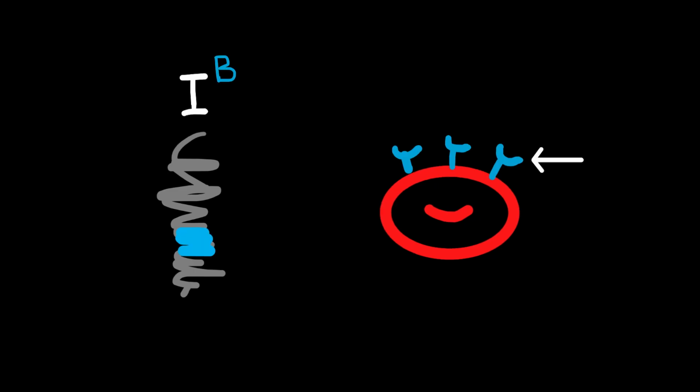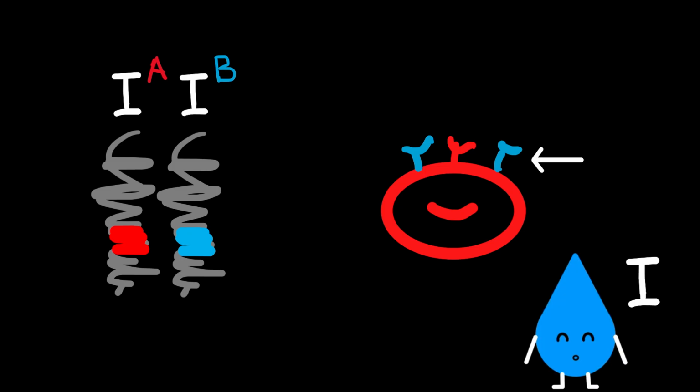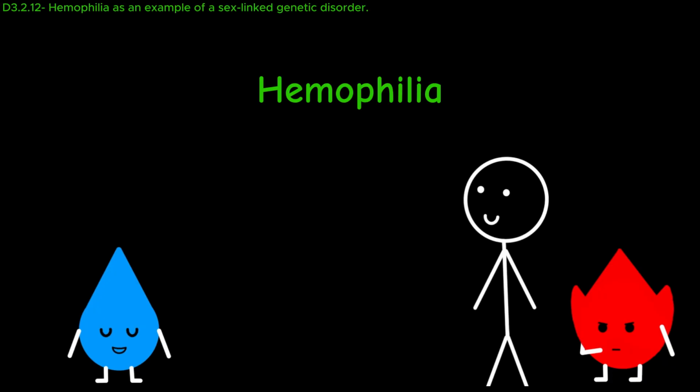If you have at least 1 IA allele, you have 1 type of glycoprotein on your red blood cells. If you have at least 1 IB allele, you have another type. If you have both IA and IB, you have both types of glycoproteins. This is an example of codominance. The I allele doesn't produce any glycoproteins, so we can ignore it for now. There is another interesting gene related to blood, hemophilia.